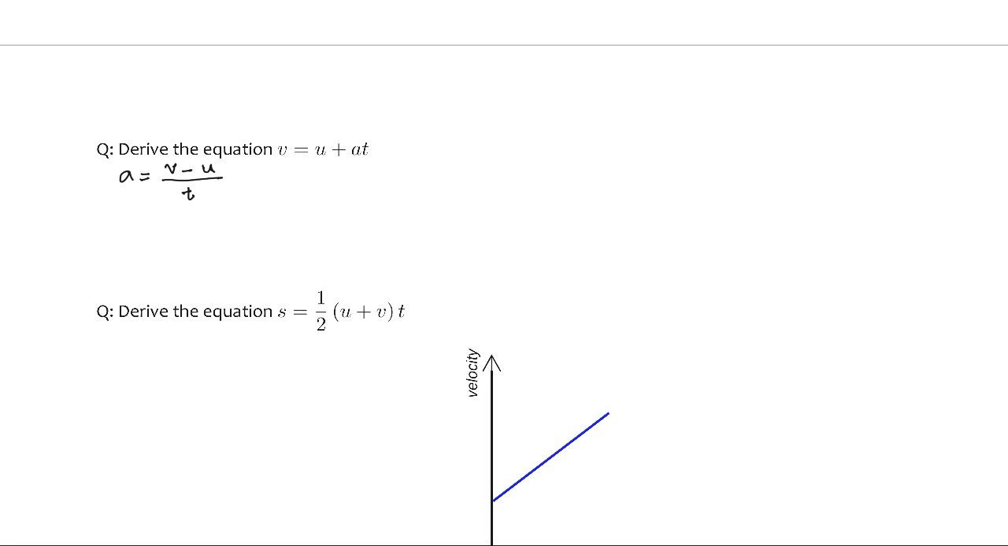So then I can rearrange this equation and make v the subject of this equation, and that gives me v is equal to, so let me do it in two steps because otherwise it will be too simple.